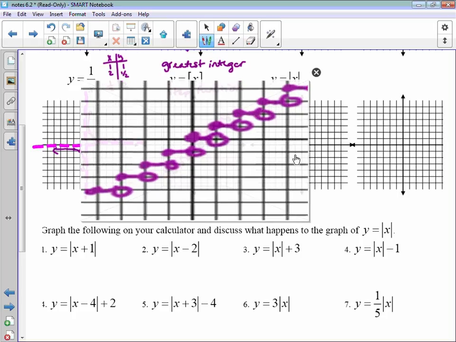So they connect closed circle to open. Closed to open. Closed to open. Closed to open. Nothing vertically is connected. We're going to have to know these off the top of our head.